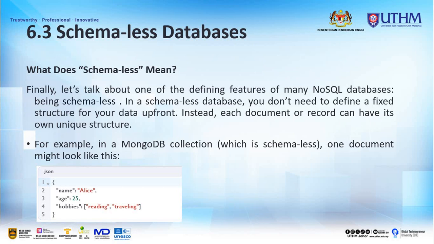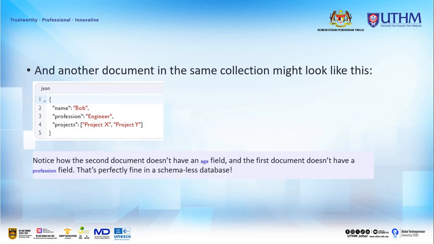For example, in a MongoDB collection, which is schemaless, one document might look like this: name, age, and hobbies. That is JSON format. Another document in the same collection might look like this: name, profession, and project. So you can see the attributes are different. Name is present here, along with age and hobbies, but in this case profession and project. Notice how the second document doesn't have the age field and the first document doesn't have the profession field. That's perfectly fine in a schema-less database.